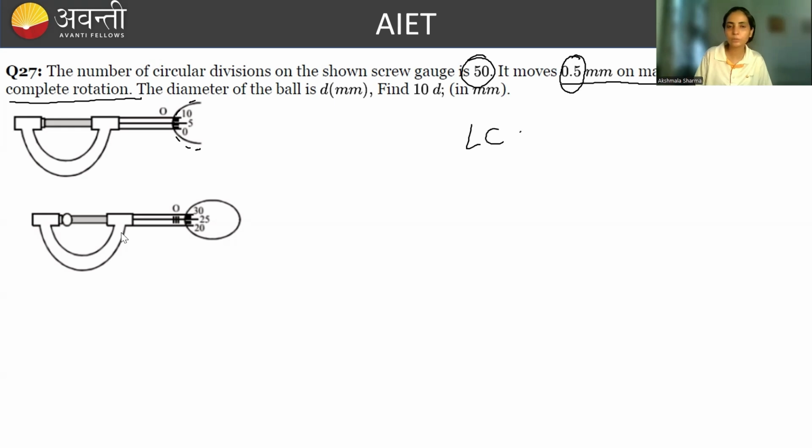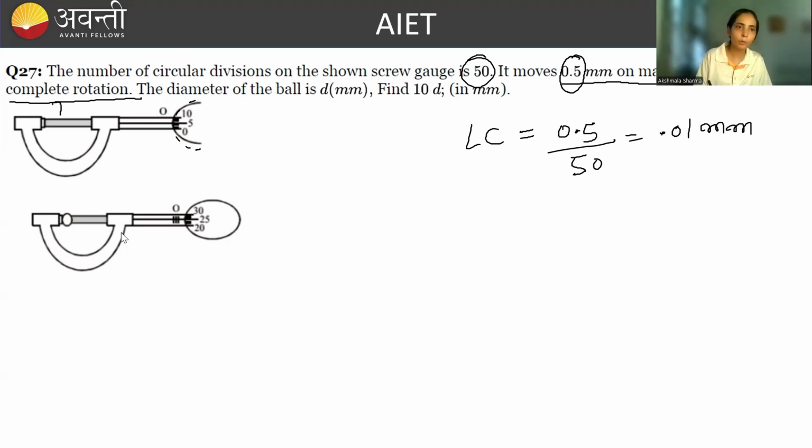So least count of a screw gauge is written as how much distance it moves on main scale in one complete rotation. That is here 0.5 millimeter divided by total division. So this is 0.01 millimeter. Now look at the diagram because we need to give the reading.